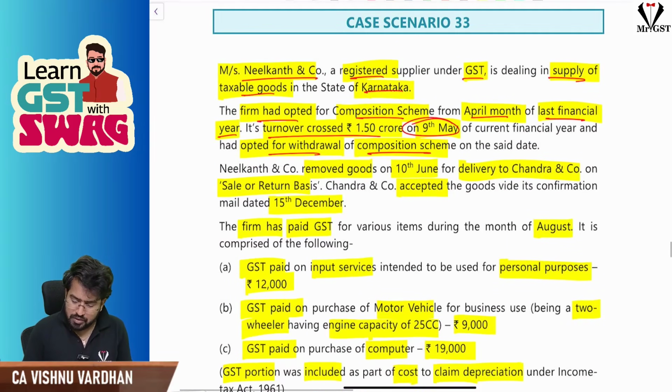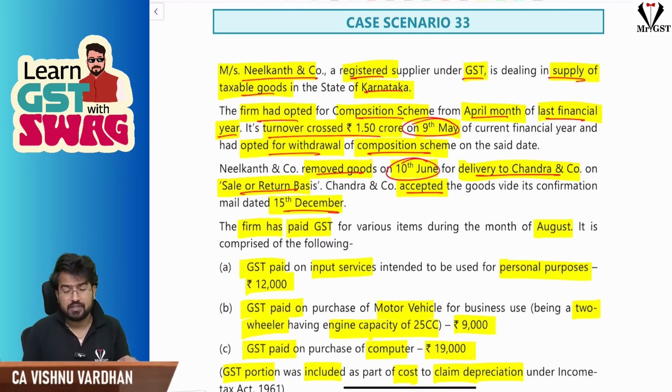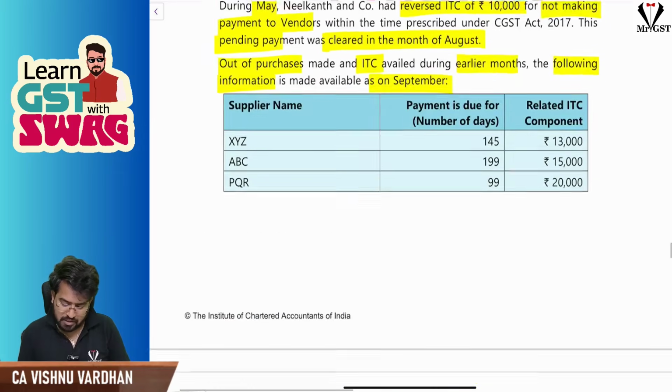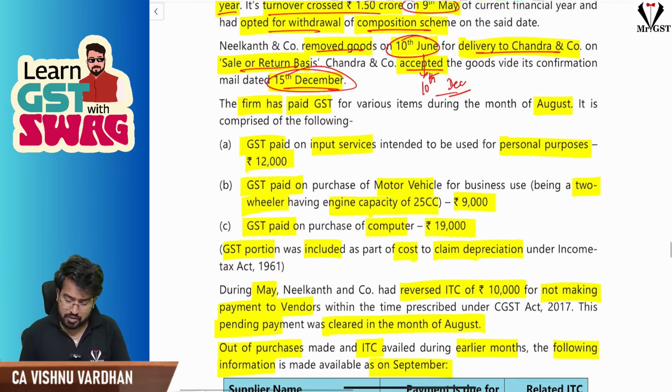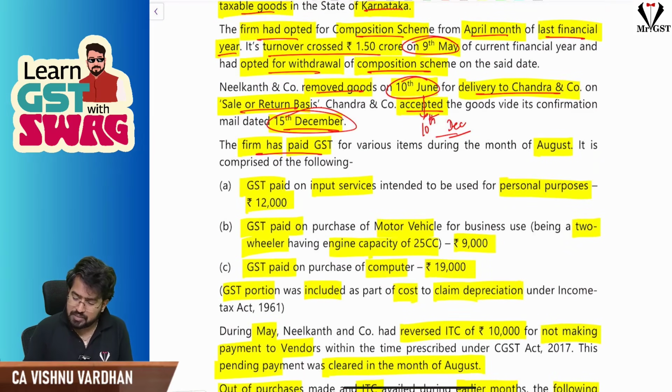Next, removed goods. Goods removed on 10th June were delivered to Chandra & Co. for sale on return. That party accepted them on 15th December. So it is 6 months from the date of removal, that is 10th December, or 15th December acceptance, whichever is earlier. 10th December is earlier, so the time limit to raise the invoice is 10th December.